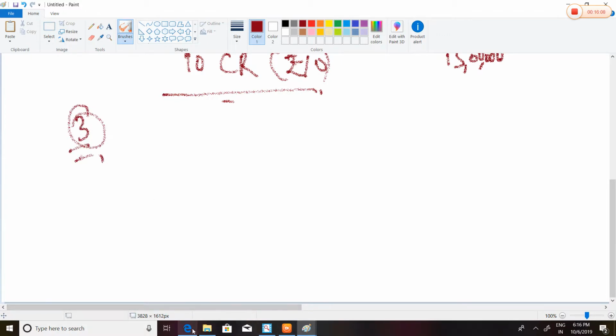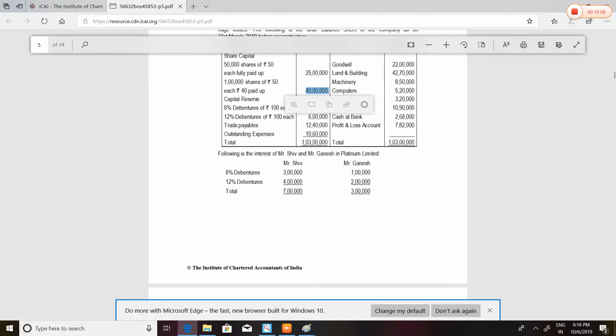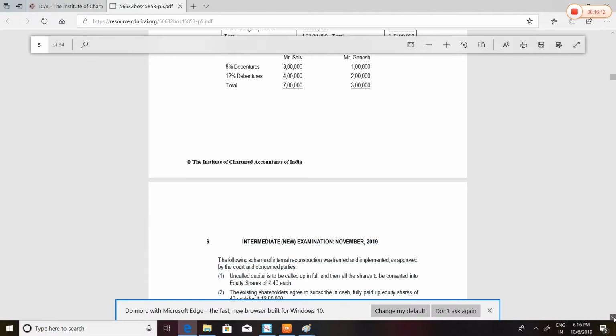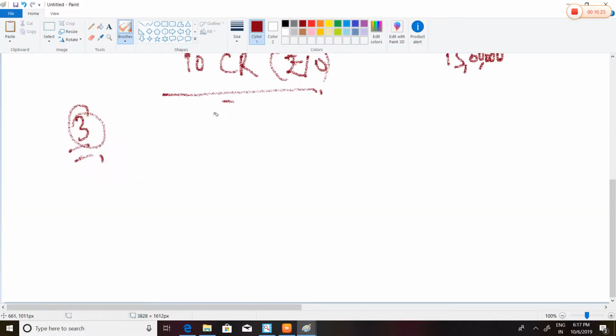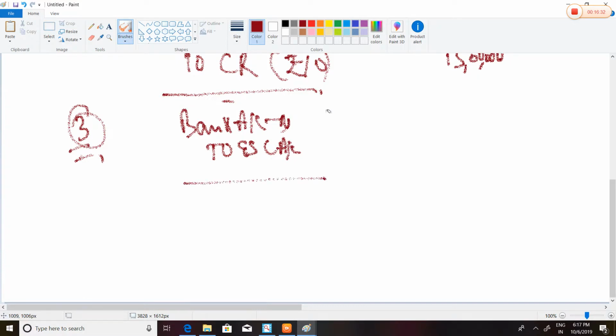Third point, third entry. It says the existing shareholders agree to subscribe in cash fully paid up equity shares of rupees 40 each for rupees 12 lakh 50,000. So the third entry would be simple: bank account debited to equity share capital, 12 lakh 50,000.